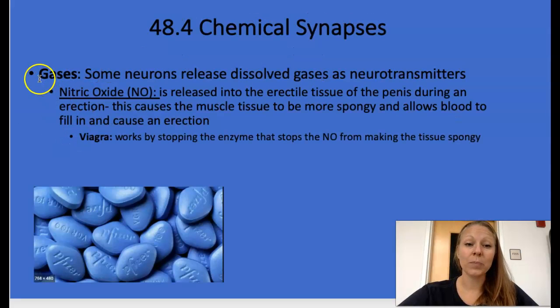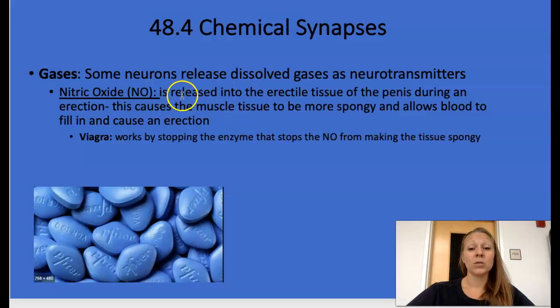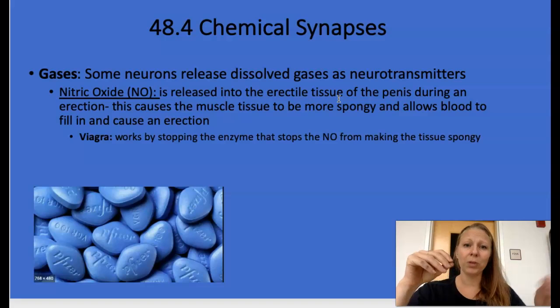Finally, the last one. Our body uses gases like nitric oxide to act as a neurotransmitter. An example of this is that nitric oxide is released into erectile tissue in the penis during an erection. It goes into the muscle in the penis, and it makes it more spongy, and it allows room for blood to rush in and cause the erection.